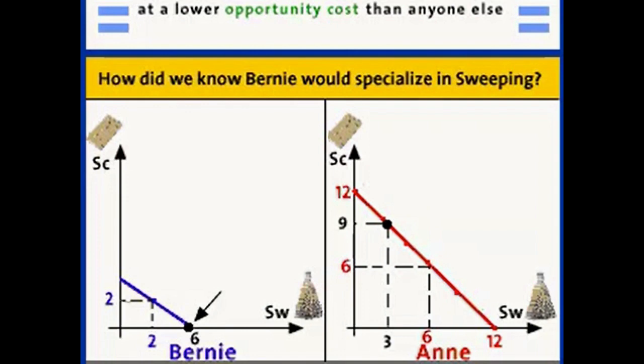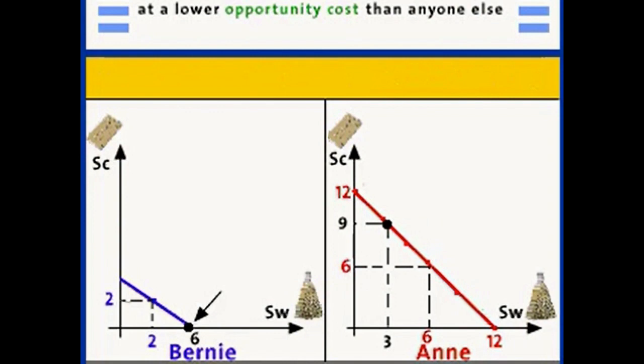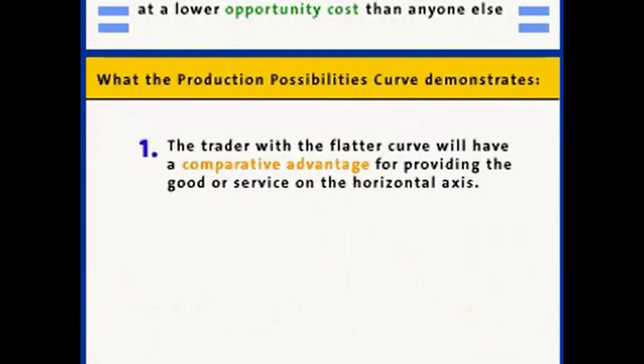The things you should learn from looking at the diagrams are as follows. First, the trader that has a flatter production possibilities frontier will have a comparative advantage in providing the good or service that is written on the horizontal axis. Here, Bernie has a comparative advantage in providing sweeping services because his opportunity cost is lower in terms of scrubbing than Ann's opportunity cost. The next thing to notice is that if you have a comparative advantage in one good, you have a comparative disadvantage in the other good.